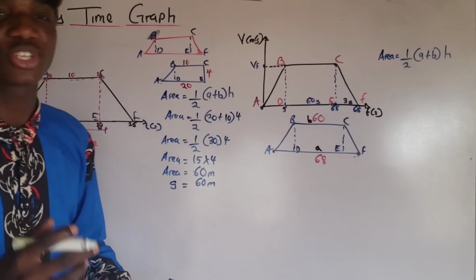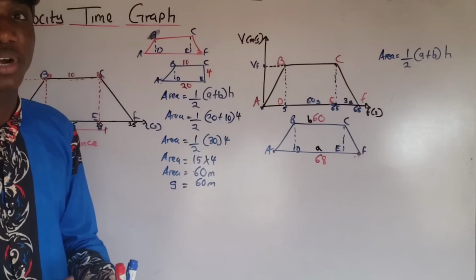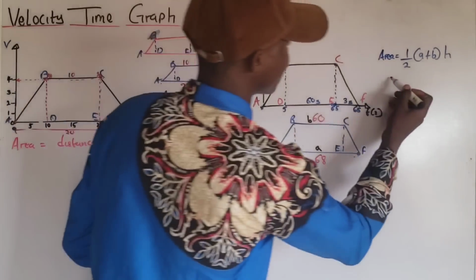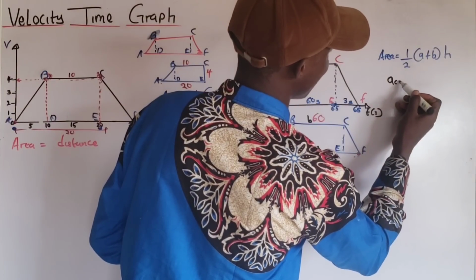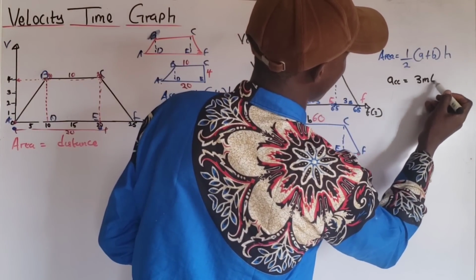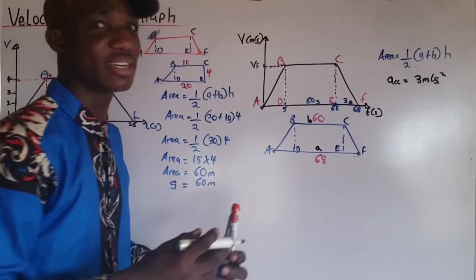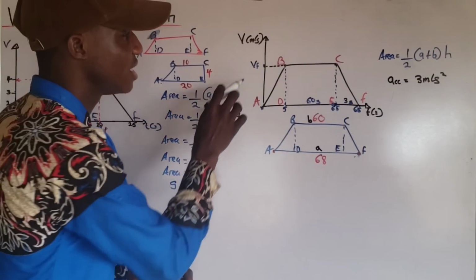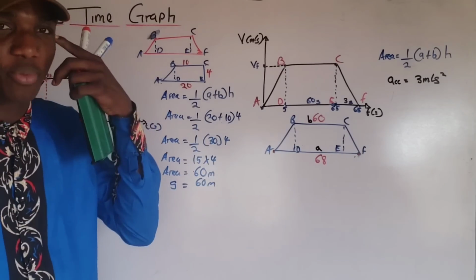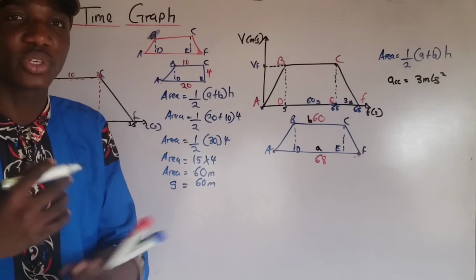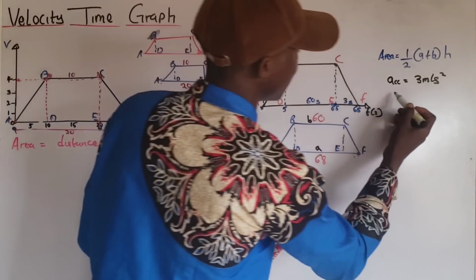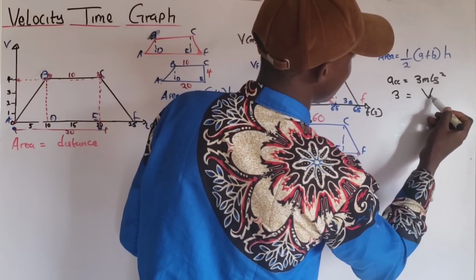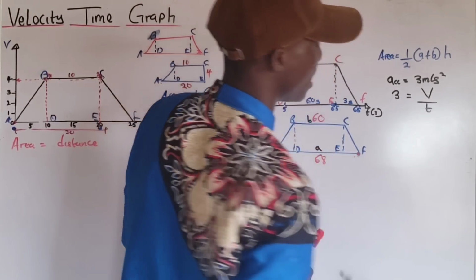Now, we are given information in the question that the body accelerates from rest at an acceleration of 3 meters per second squared. So acceleration is equal to 3 meters per second squared. When it accelerates, it attains a velocity, and that velocity, Vf, we need to determine. From our previous class, you know that acceleration is change in velocity over time. So 3 meters per second squared is equal to change in velocity, V, all over t.